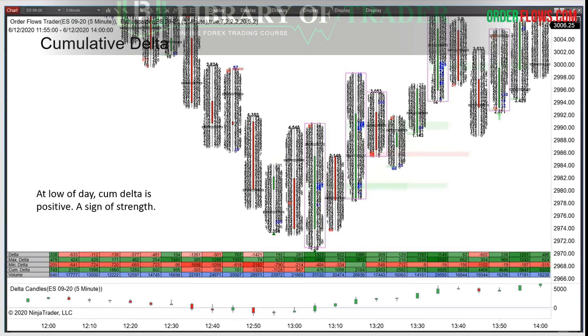Now, this is an interesting cumulative delta. We're at our low of the day. Cumulative delta is just turned positive. Okay, it closed positive on this bar at the low of the day. What's that telling you? That it's telling you that the market is getting ready to take off.